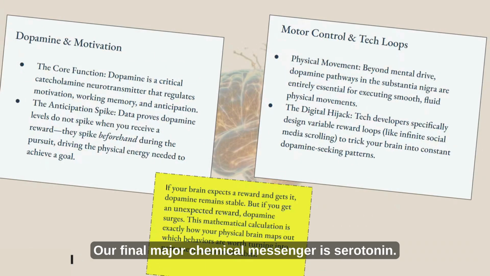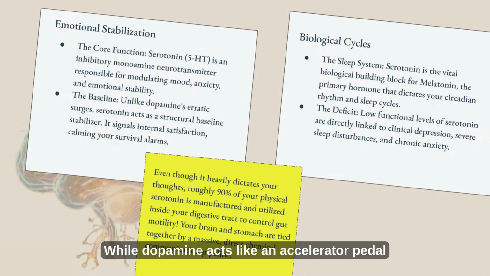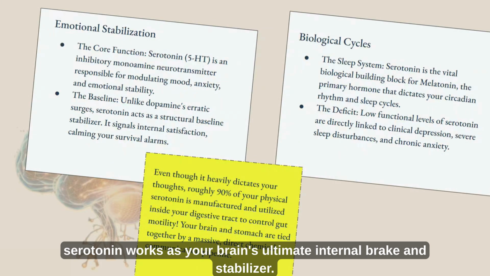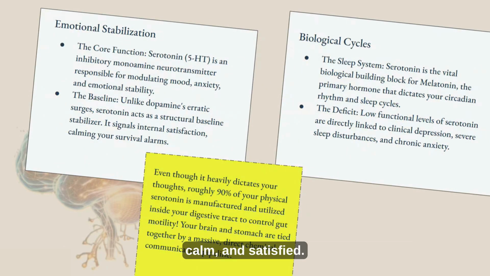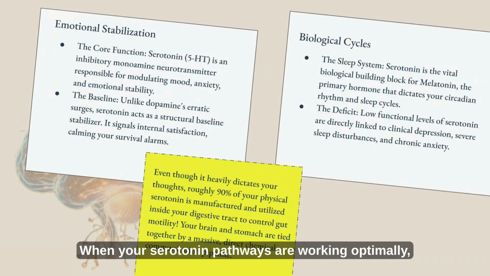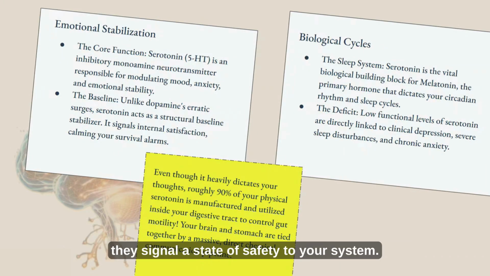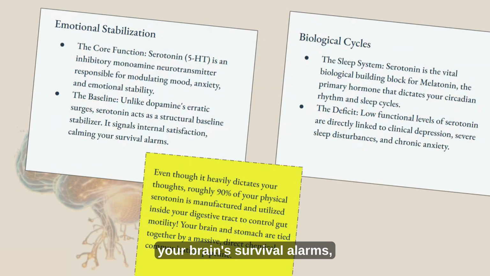Our final major chemical messenger is serotonin. While dopamine acts like an accelerator pedal driving you forward to pursue rewards, serotonin works as your brain's ultimate internal brake and stabilizer. It is the primary chemical responsible for keeping your emotions balanced, calm, and satisfied. When your serotonin pathways are working optimally, they signal a state of safety to your system. This chemical baseline actively suppresses your brain's survival alarms, keeping anxiety and panic at bay.